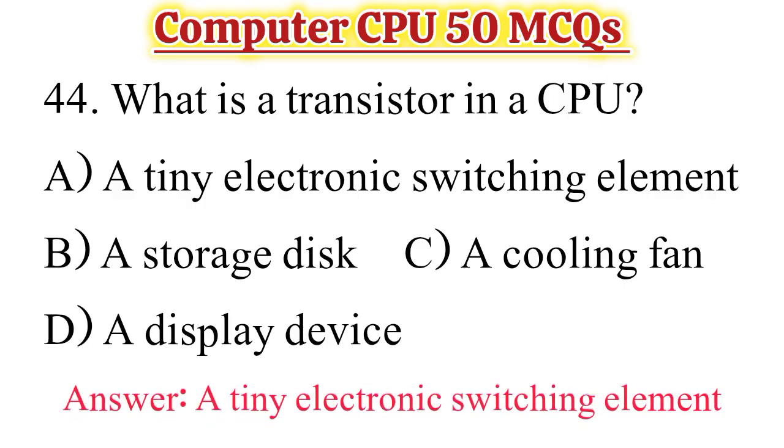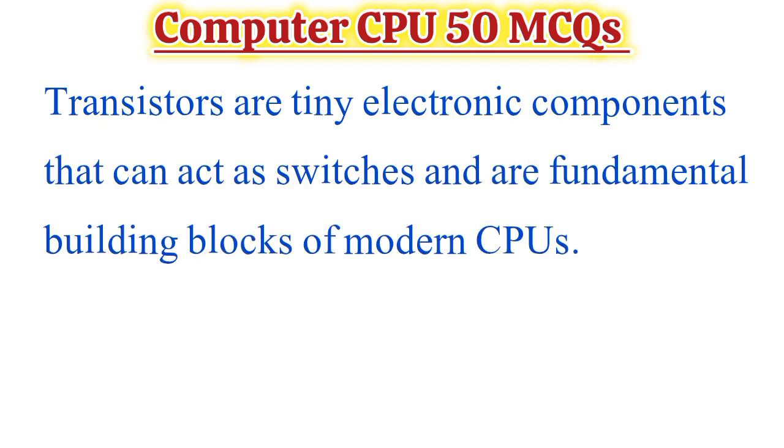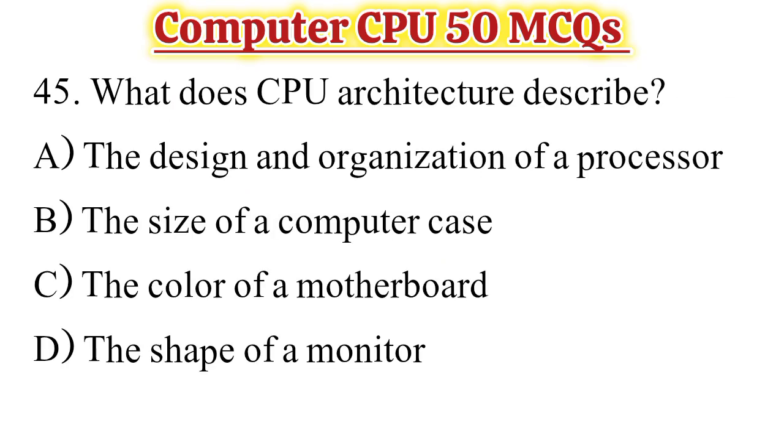Answer: a tiny electronic switching element. Transistors are tiny electronic components that can act as switches and are fundamental building blocks of modern CPUs. 45. What does CPU architecture describe? A. The design and organization of a processor. B. The size of a computer case. C. The color of a motherboard. D. The shape of a monitor.